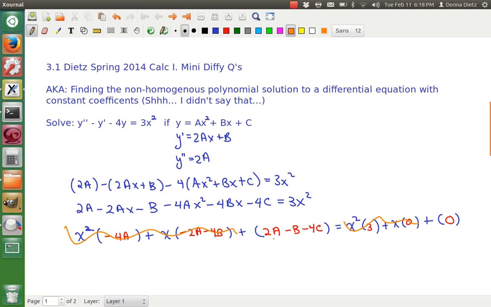And so it's clear that 2a minus b minus 4c has to equal 0. If all this is true for any value of x, it has to be true for 0. And by the same logic, it has to be true if x equals 1, and it has to be true if x equals 2. Some people solve these by letting x equal 0, x equal 1, x equal 2, and so forth, and they use the resultant things that pop out, and they solve for a, b, and c that way.